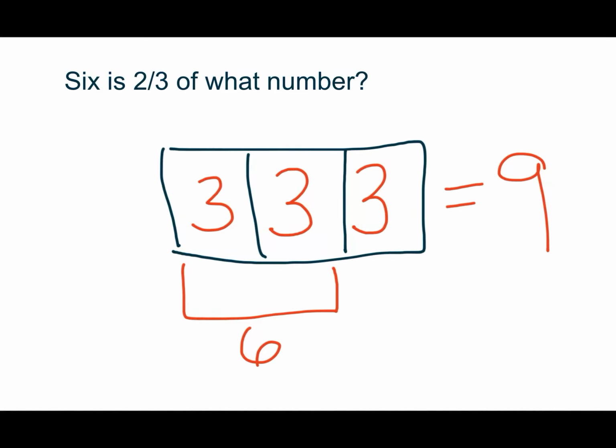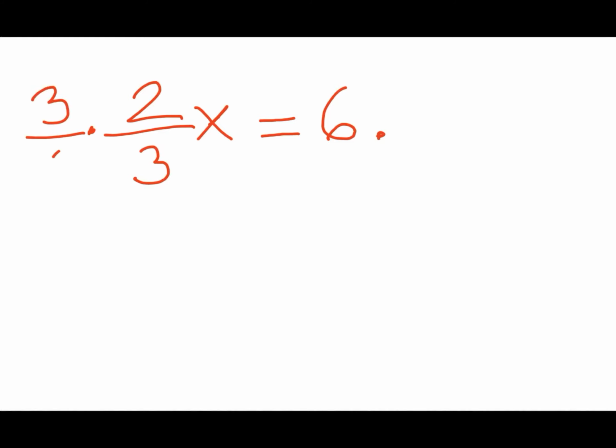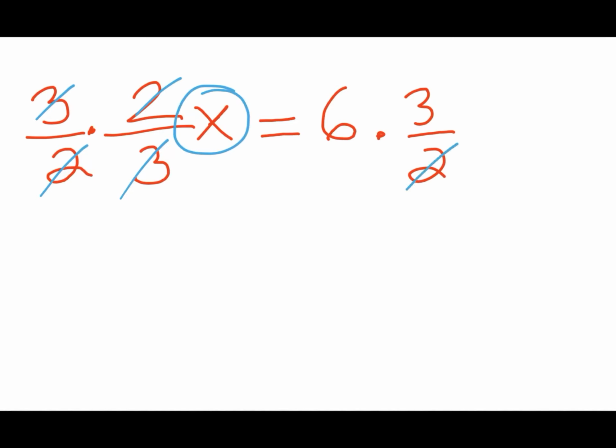I'm just going to show you one more method of doing it, but if you think, I got it, Mrs. Peterson, just turn it off now if you want. 6 is 2/3 of what number? That means 2/3 times what number equals 6. If I multiply each side by the reciprocal so I can get x by itself, I'm going to do the same thing to both sides. Those cross off and those cross off. All I'm left with is x, and this ends up as 3 times 3, which is 9.